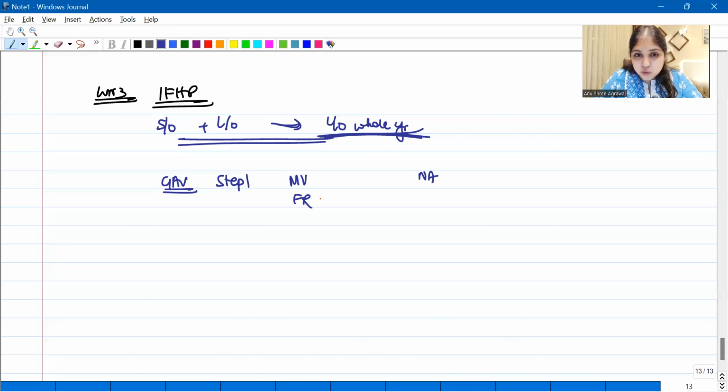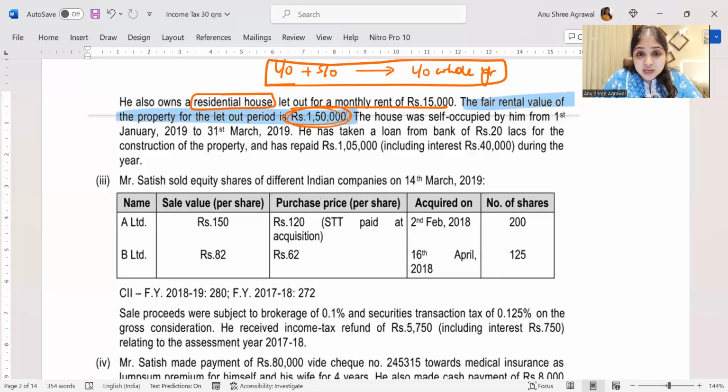Municipal value, fair rent. What's the fair rent? 1,50,000. Can I take 1,50,000 as it is or any adjustment to be made? I want everybody to answer. Can I take this 1,50,000 as it is or do I need to make any adjustment?